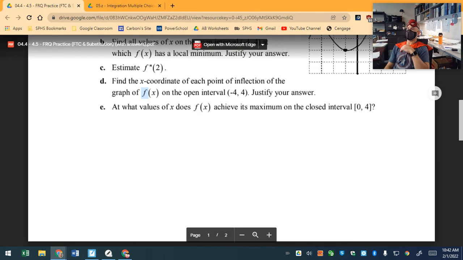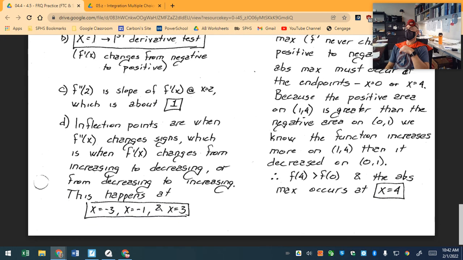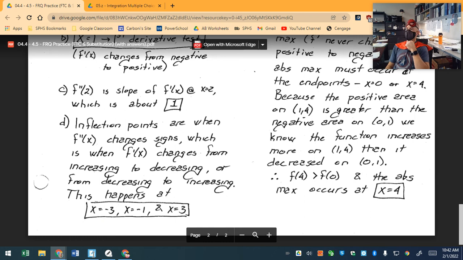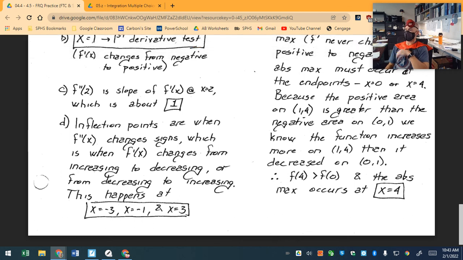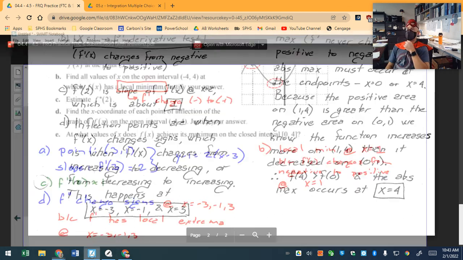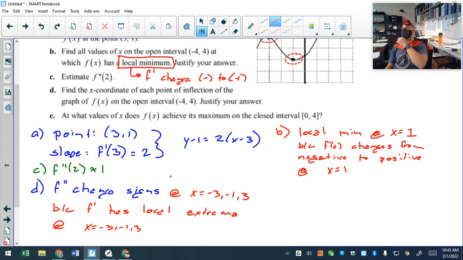I wonder how long ago I put that together. Inflection points are when f double prime changes signs, which is when f prime changes from increasing to decreasing or decreasing to increasing. This happens at, so I just got a little bit wordier in describing a local extrema. Cool? And then in a couple of minutes, we can maybe finish this one.